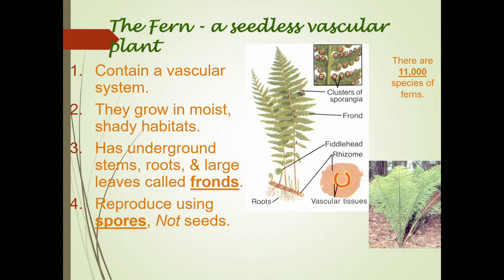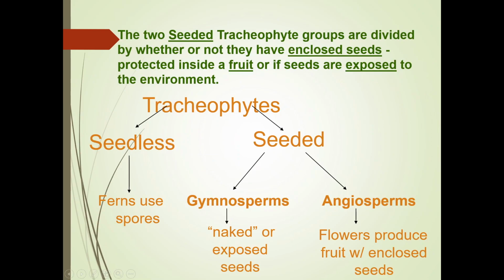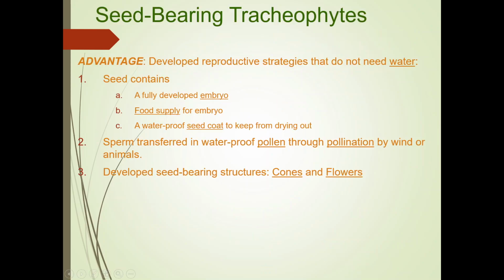Here's a detailed diagram for ferns. Now for the seeded vascular plants, they are divided by whether they have enclosed seeds: Gymnosperms, containing naked seeds, and Angiosperms, containing enclosed seeds. Before we go further into those kinds, let's talk about the reproductive advantage. It does not need water to develop and has many elements that help develop it.